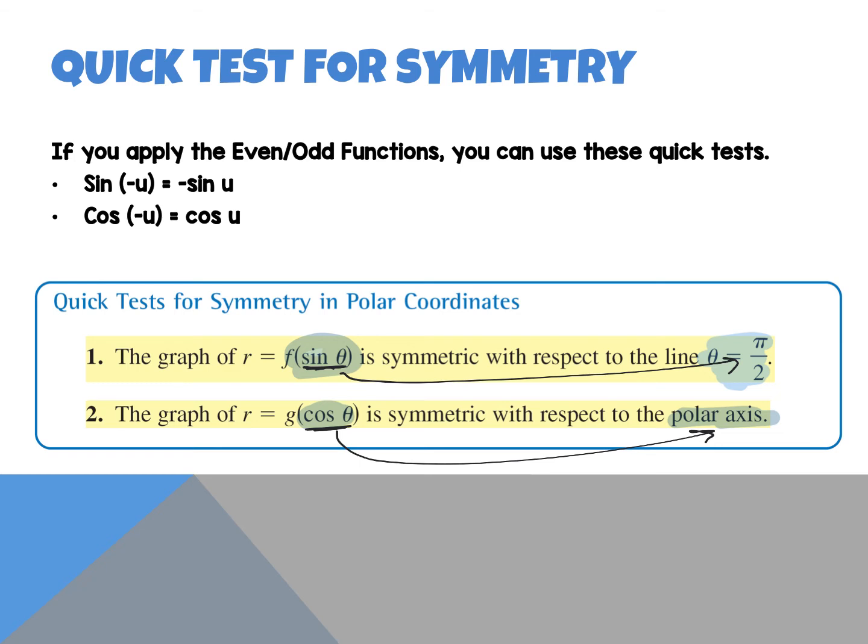Okay, if it has sine in it, so if you go back to the equation that we started with, r equals 4 sine theta, we had sine, and sine is symmetric to the pi over 2 axis. All right, you with me so far? Yeah.